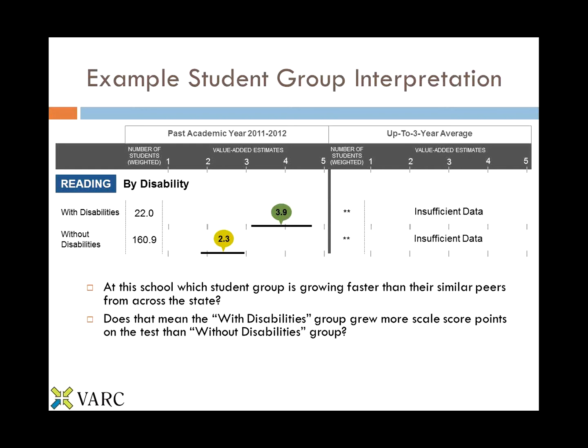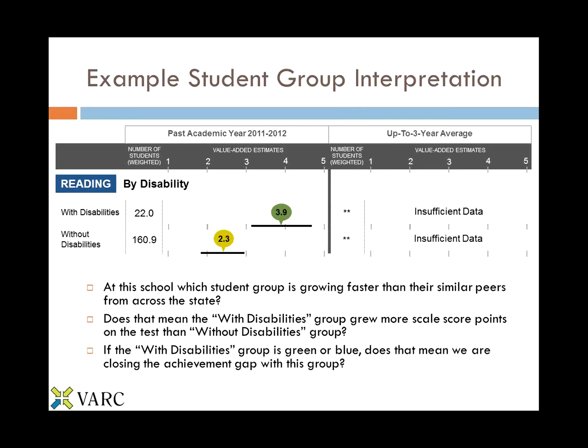And why is that the case? It might be that across the state of Wisconsin, the with disabilities students grew slower overall than the not disabled students. So just always think about what we are comparing against. It's within students with similar characteristics.